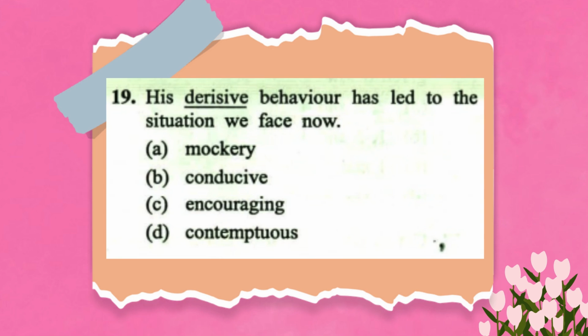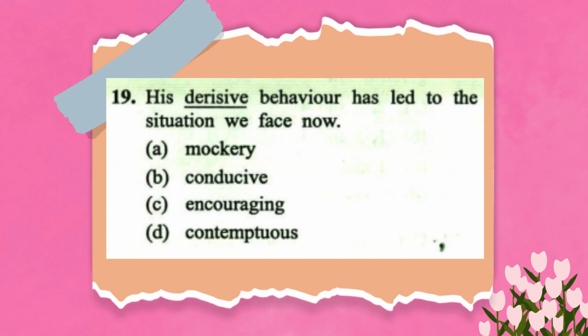Let's move to the second option, that is conducive, and this word means tending to cause or bring about something. For example, a good study environment is conducive to learning. This word doesn't fit in the meaning of ridicule. C option is encouraging. This word means to give support or hope to someone. This is a direct antonym of derisive, as derisive behavior is discouraging. Then comes D option, contemptuous. This means showing or expressing scorn, disrespect, or a feeling that someone is worthless. This is an extremely close synonym to derisive.